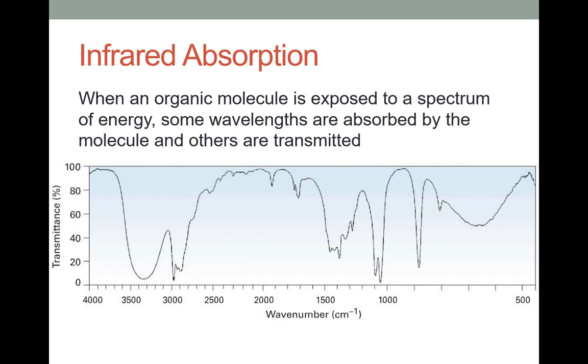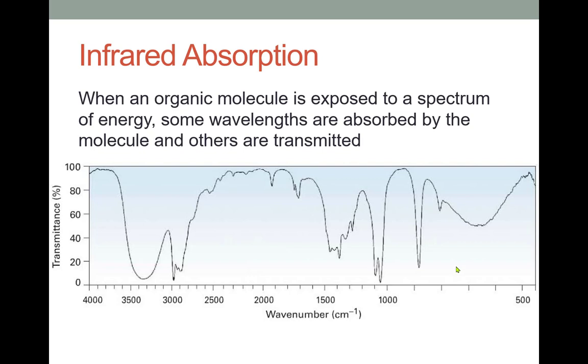And so we get these features on the chart, which are called peaks, even though they point downward. So we see a peak here, for instance, at about 3,300 wave numbers. Typically, these, as I mentioned, are going to be oriented from about 4,000 down to about 400. And we can see these peaks of different shapes and different intensities, and all of those are indicative of something, as we'll see in the next several slides.